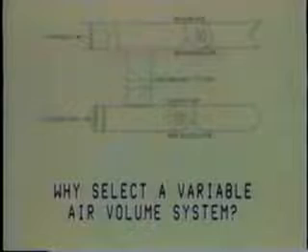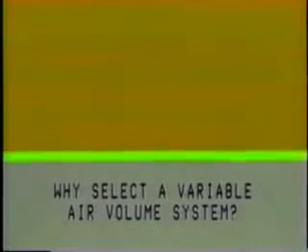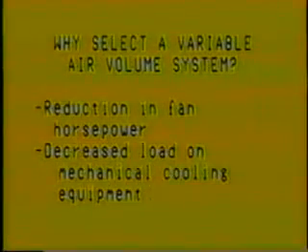You might wonder, why select a variable air volume system? The reasons are simple. A variable volume system is more energy efficient than a constant volume system in two significant areas. One is the reduction in fan horsepower. The second is the resultant decreased load on the mechanical cooling equipment. The following chart presents a sample load calculation for a constant volume system. This system, in the following example, is for an interior cooling only zone.